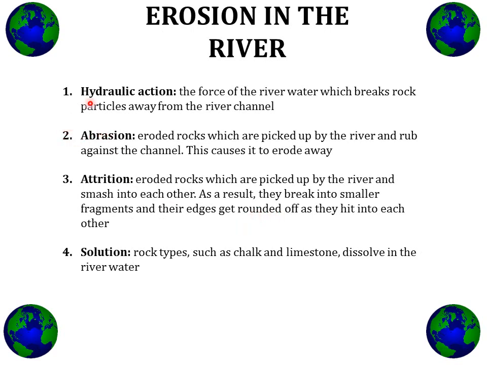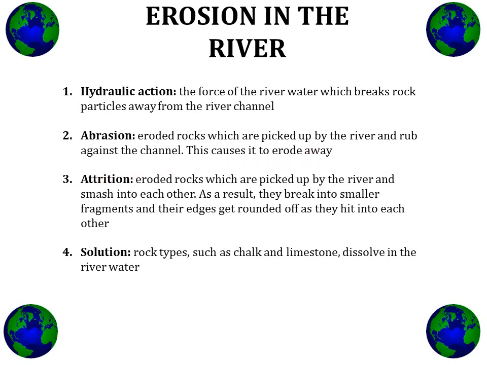Now, there are 4 processes of erosion in the river, which are the same processes as in the coastal zone, but slightly different. So hydraulic action is the force of the river water which breaks rock particles away from the river channel. Abrasion is eroded rocks which are picked up by the river and rub against the channel, which causes it to erode away.